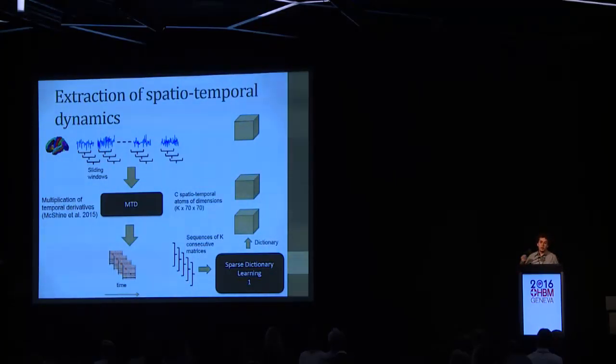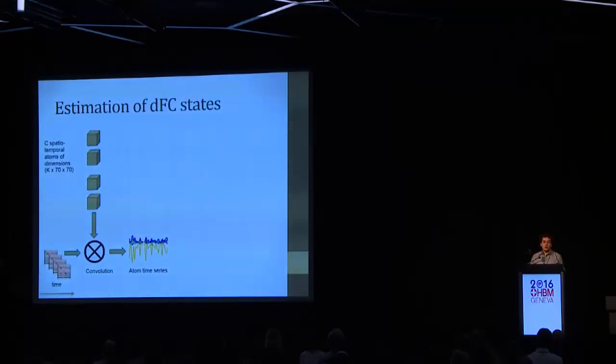And we now need to know about the states when they're active in the signal. So we try to estimate their time series. And to do so, we use convolution. So we basically use a full convolution of each atom on the original set of covariance matrices, and this gives you peaks of activity where each atom is active.